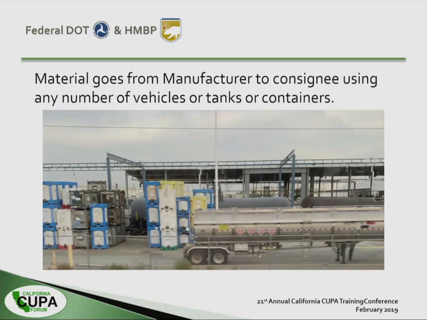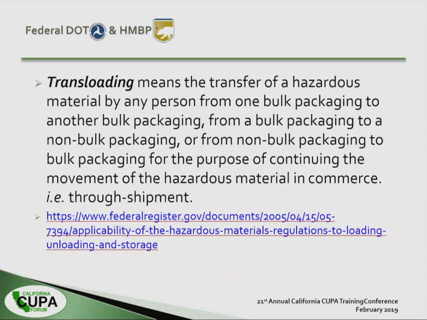So we got the truck, we got the vehicles, we got the materials. It doesn't even matter if the materials are broken out. It can start on one truck and go on to 4 trucks to the ultimate destination. Doesn't matter. It's still exempted. Transloading. We take the material from one vehicle, one container, and we make it into 7 containers, 10 containers. Doesn't matter, as long as the consignee is not an intermediary location.